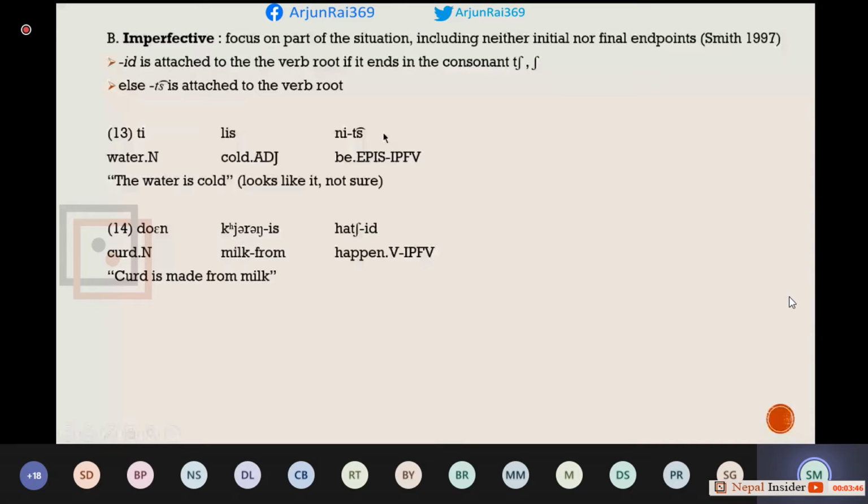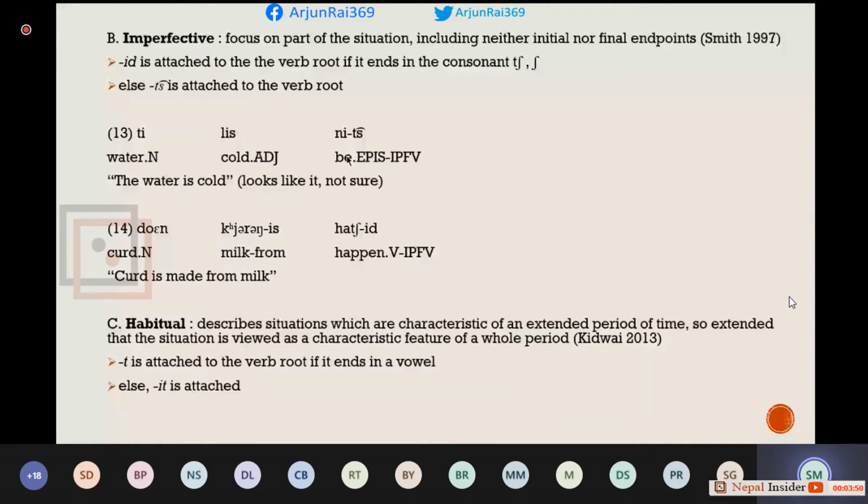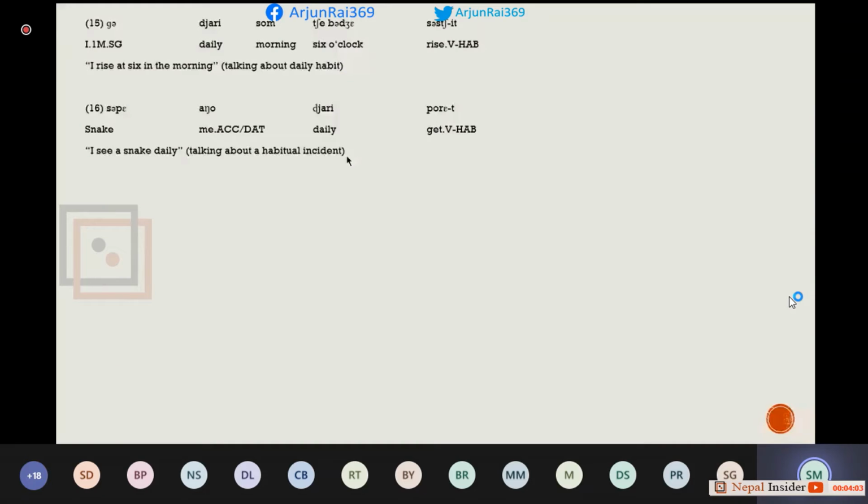Now habitual seems to have been conditioned based on whether the verb root ends in a vowel or a consonant. So if it ends in a vowel, then you have one suffix attaching, and if it ends in a consonant, you have the other attaching. So this is just an example here. I rise at 6 in the morning every day. So sashit. Because it ends in a cha, you have it adding here.